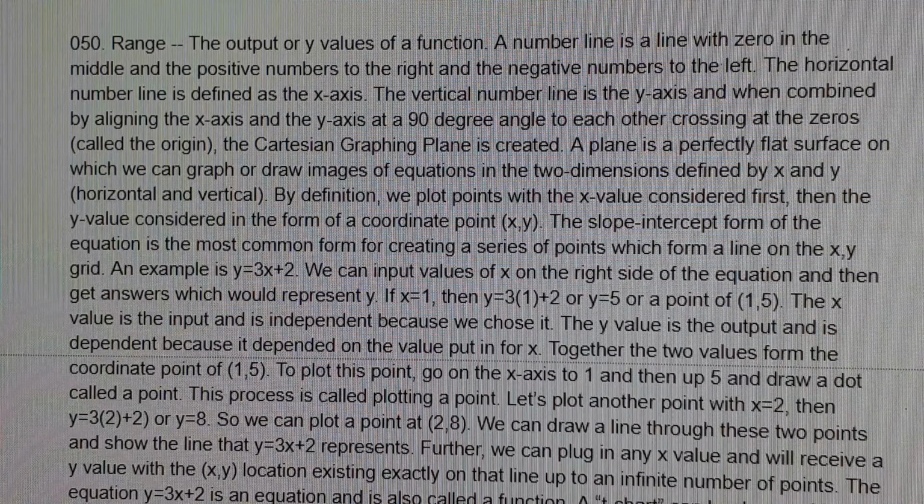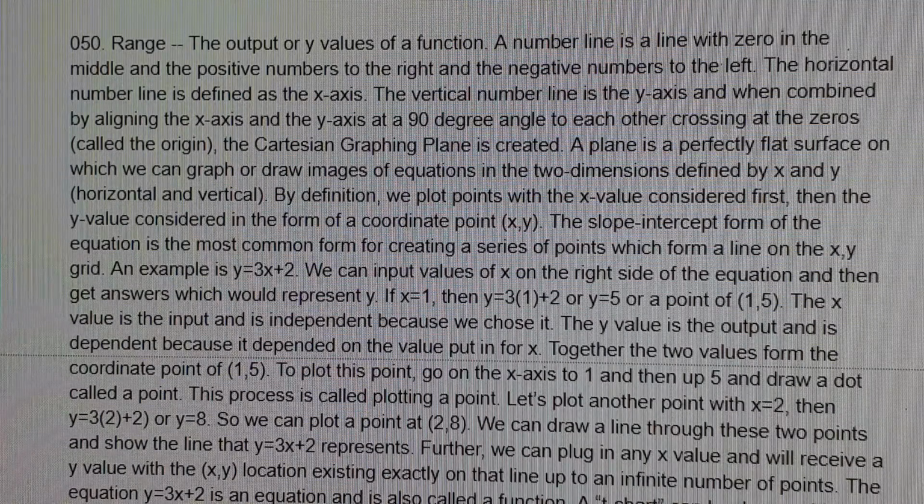Range. The output or y values of a function. A number line is a line with 0 in the middle, and the positive numbers to the right, and the negative numbers to the left.